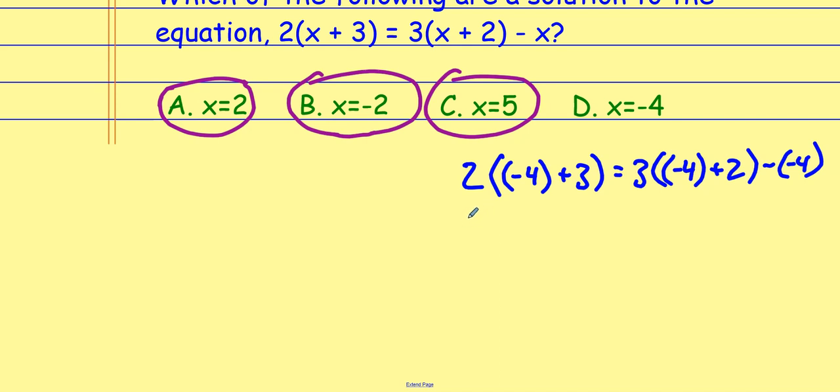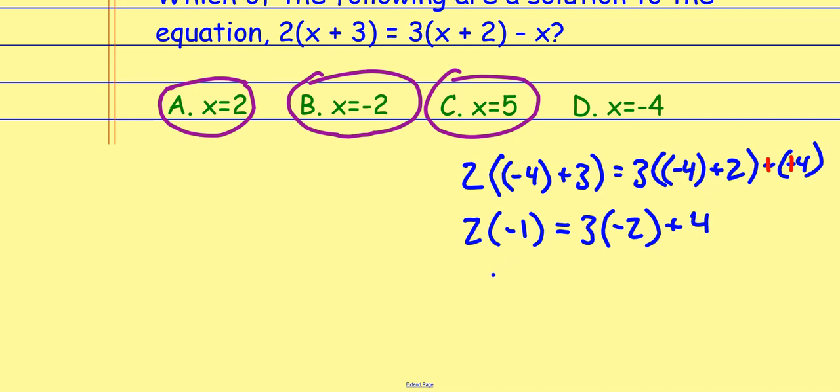All right. And so here I start inside the parentheses, order of operations. That gives me a -1. Over here inside the parentheses, that gives me a -2. Once again, I have minus and negative. Let's change it to adding the opposite. Okay, so you change each of those signs so it becomes plus a positive, so +4.